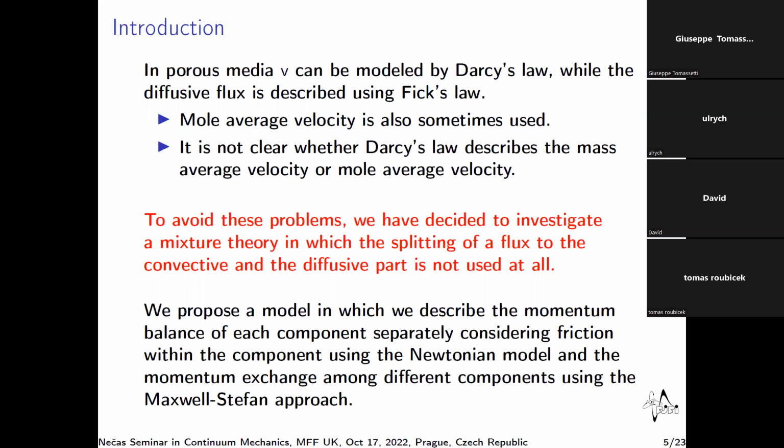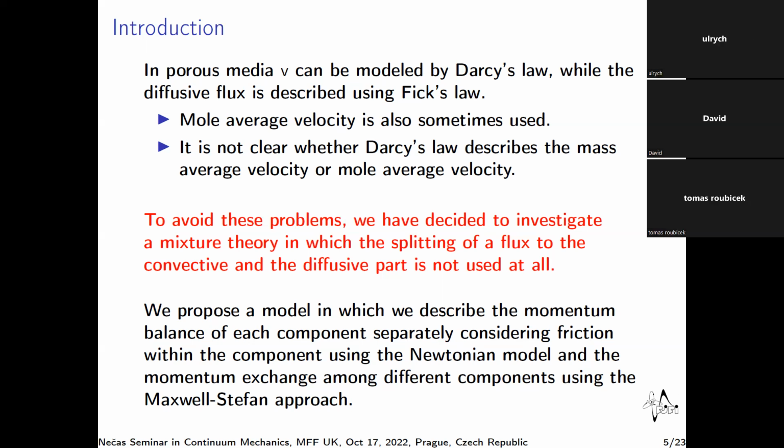But here in the literature, I can see many papers, and some of them are using mass average velocity for the convection. Others, in chemical engineering, very frequently use mole average velocity. Some of them don't even describe what velocity they mean, and it's not even clear whether Darcy's law, when used for a mixture, represents the mass average velocity or some other velocity. This is by no means clear.